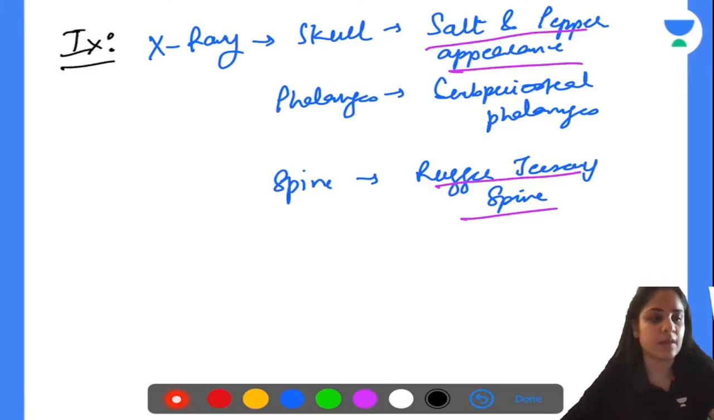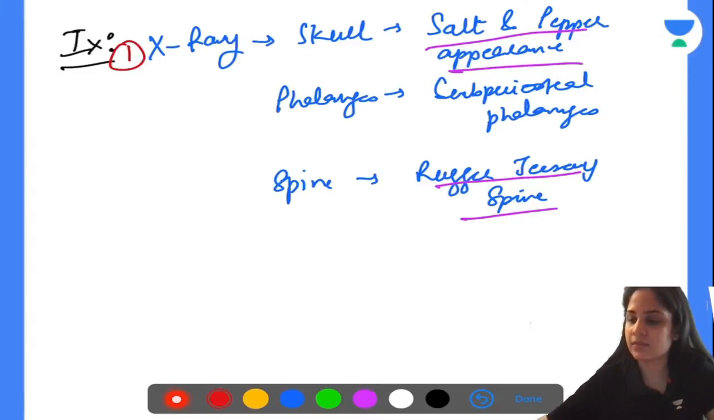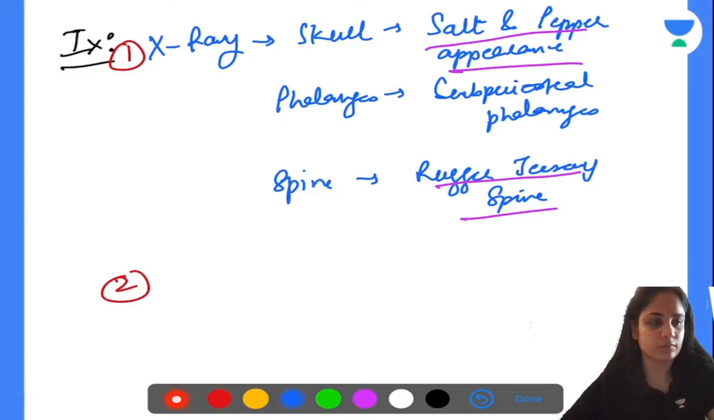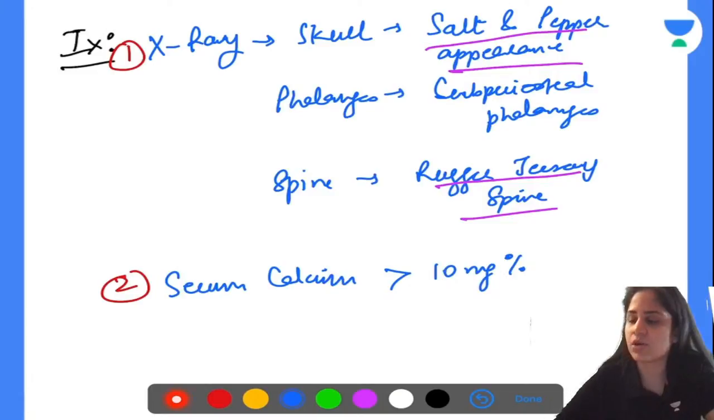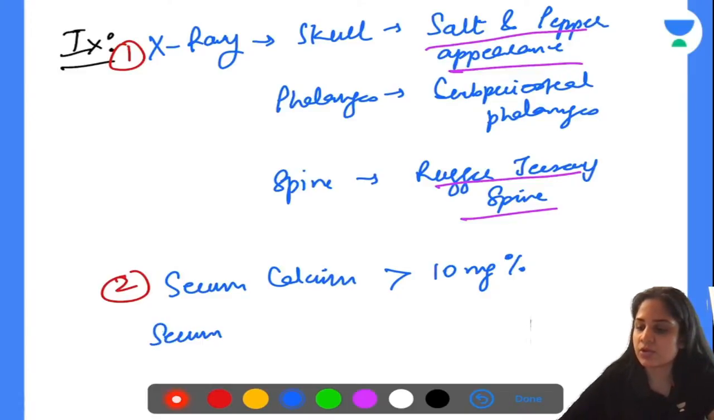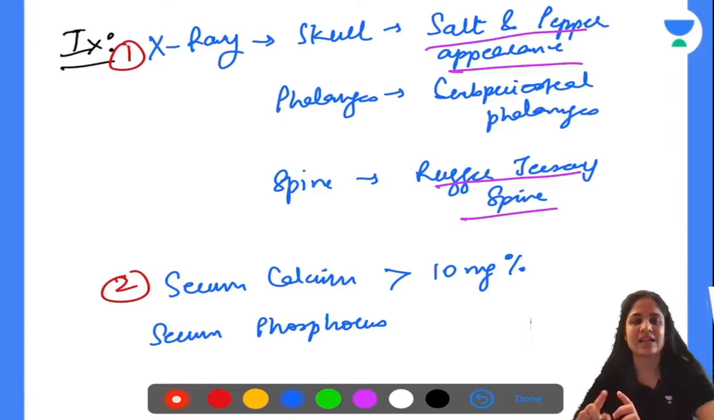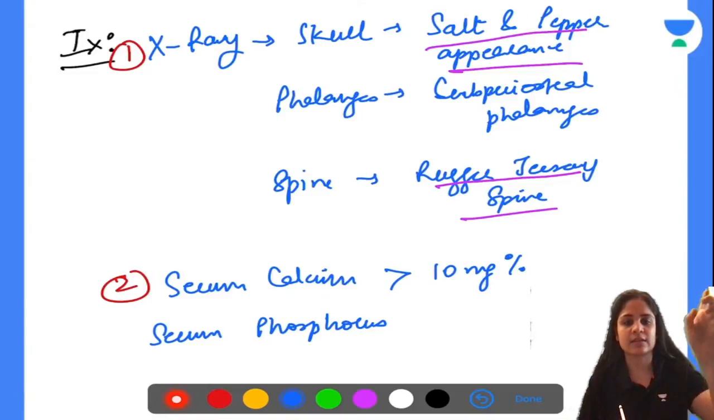Okay, okay. After X-ray, will you do any other investigation? Very good, Pramod Kumar. So you will check the serum calcium levels. And if your serum calcium levels are more than 10 mg percent, okay, normal is your 7.5 or 8 to 10. If it is more than 10 mg percent, that means you know that this is hyperparathyroidism. Okay, anything else you will check? If you are checking the serum calcium level, serum mein aur kuch bhi dekhoge? Serum phosphorus levels, barabar? Okay, now remember calcium and phosphate are always in the opposite direction.